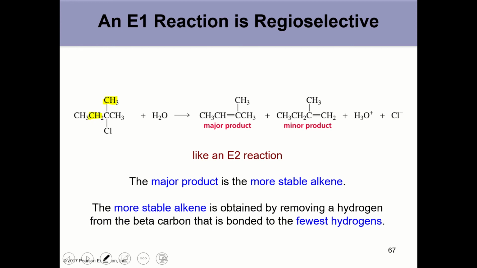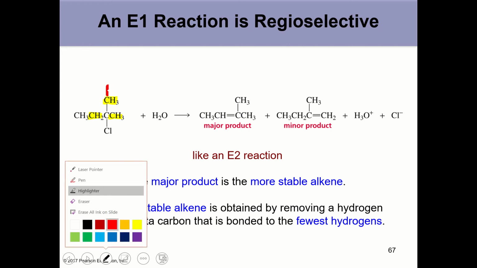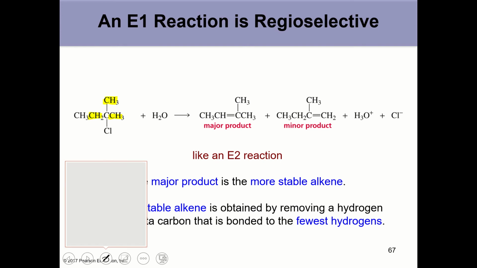1, 2, 3. And those beta carbons, the methyl groups are primary, and the CH2 group is secondary. So the CH2 group has the fewest hydrogens and is the most substituted.